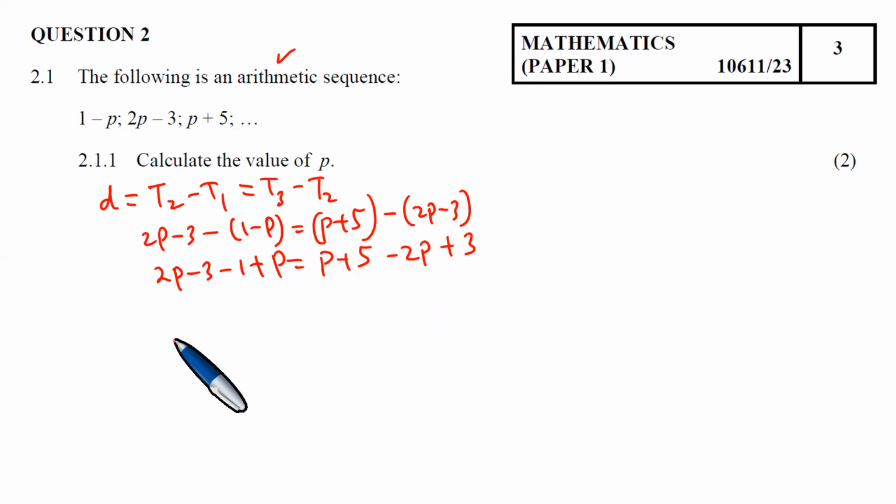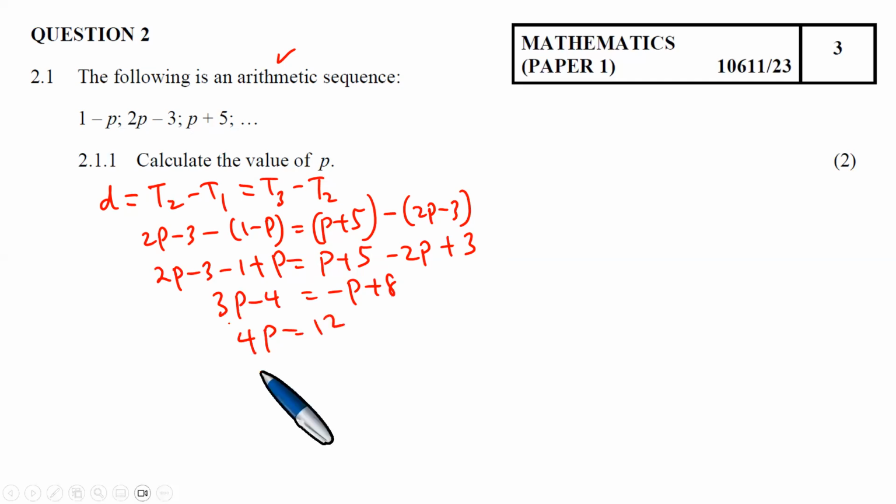Okay, and then we group everything together at this point. What is 2p plus p? It is 3p, you subtract 4. And this one here is equal to minus p plus 8. We transpose these to give us 4p is equal to 12. And now p is equal to 12 out of 4, and we have p is 3. So p is 3 in the arithmetic sequence. Okay, the next question.